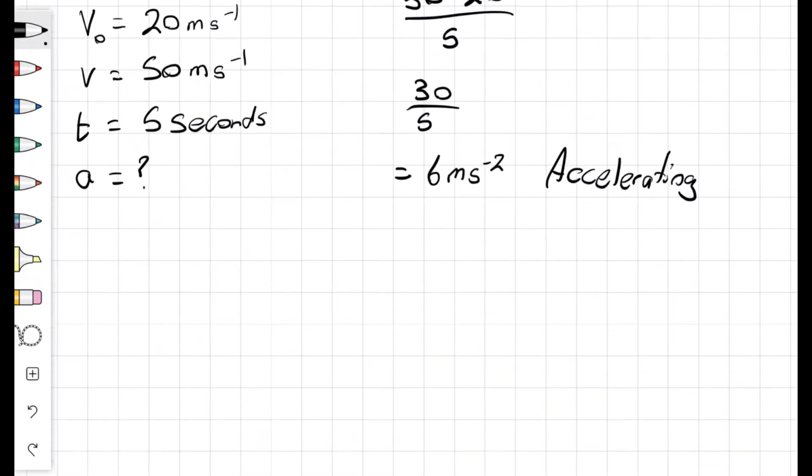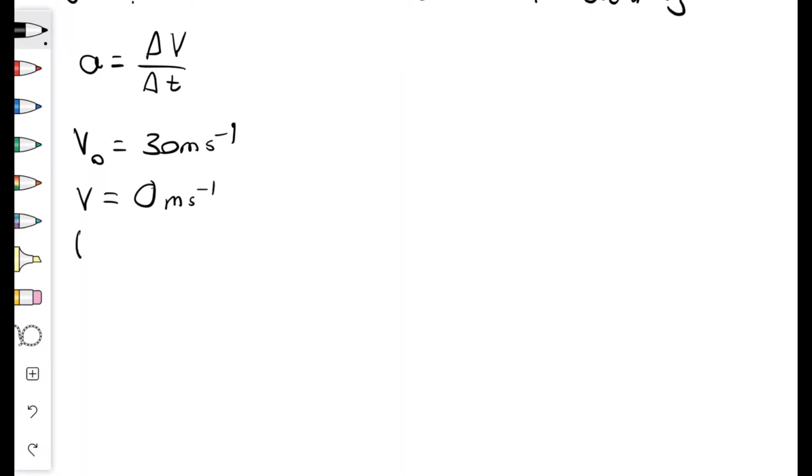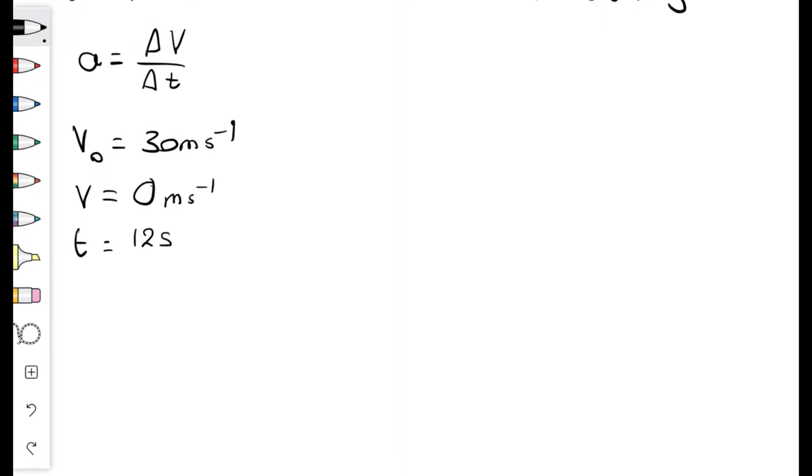Now, let's look at another example. I'm going to write the formula again. Delta V over delta T. In this case, our V naught is going to be 30 meters per second. And we're going to go to a complete stop, so 0 meters per second. And this is going to take us, let's pick a number, 12 seconds. So, what's our acceleration? Acceleration equals question mark, being what I want to find out.